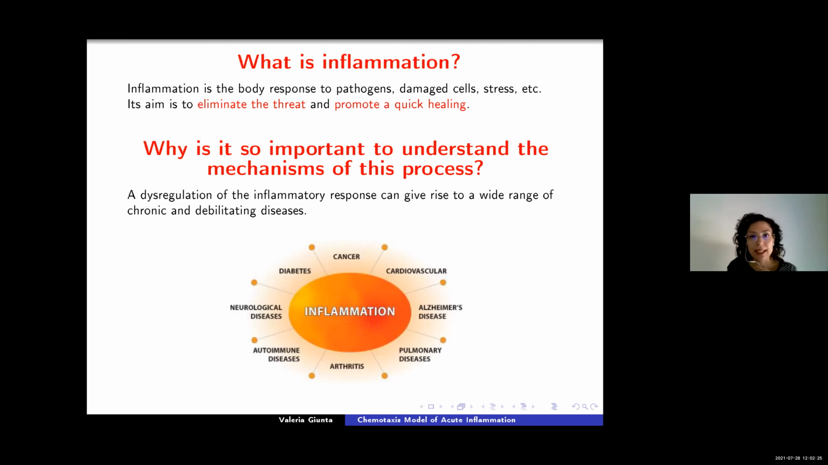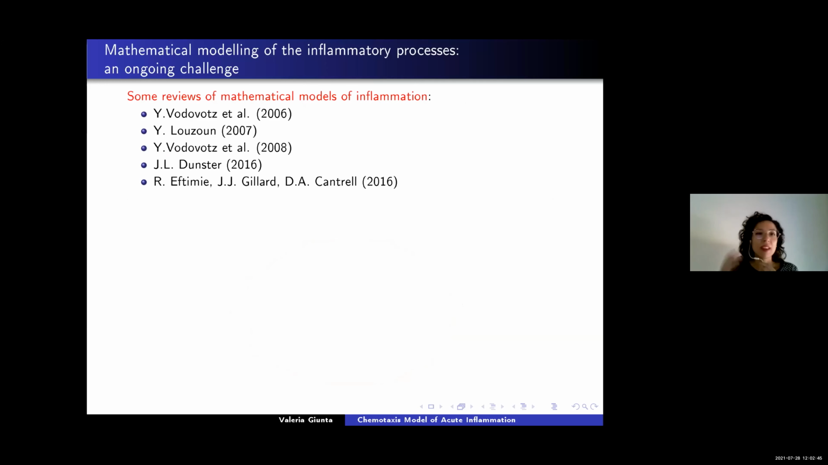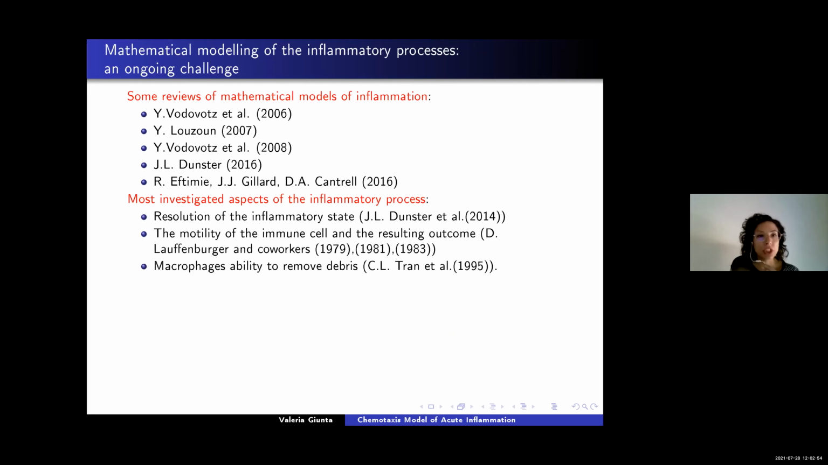Inflammation, indeed, is now recognized as the underlying basis of a wide range of chronic and debilitating disorders. For this reason, the complete knowledge of this process has become one of the biggest challenges in immunology. As easily expected, a great number of mathematical models of inflammation have been proposed. Since the process is very complex, generally each model describes only a particular aspect of the process.